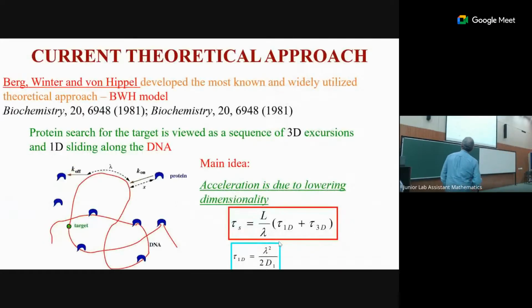Good. So let's come back to protein target search on DNA. One of the dominating theories in this field goes back to a series of works from Berg, Winter, and von Hippel. The idea was how we can explain that this search is so fast. That's the idea, right? Why is it so fast?